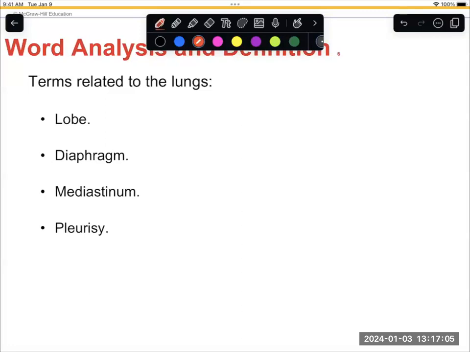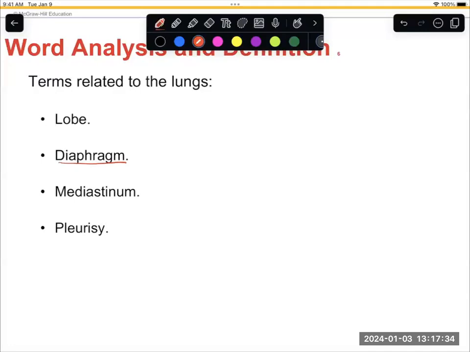Both of our lungs sit on top of the diaphragm. The diaphragm is the main muscle of breathing. It also divides the chest cavity from the abdominal cavity. So those 2 areas separate off on their own.